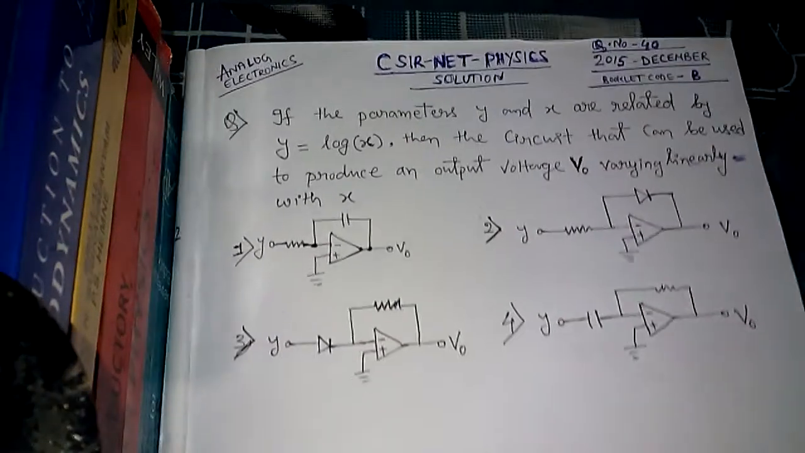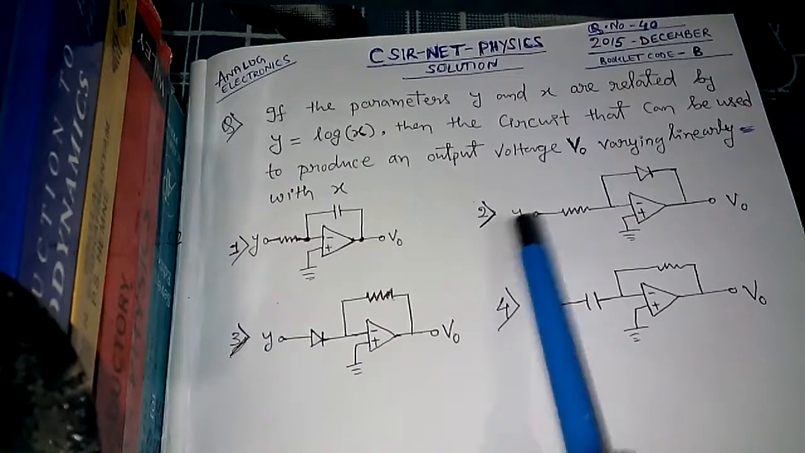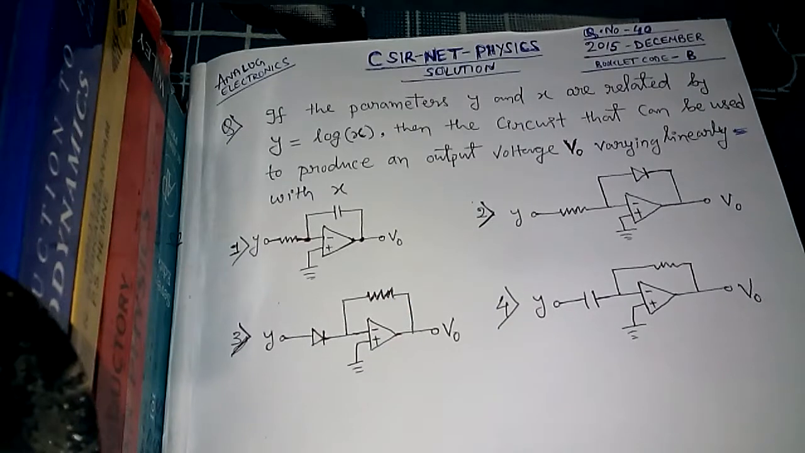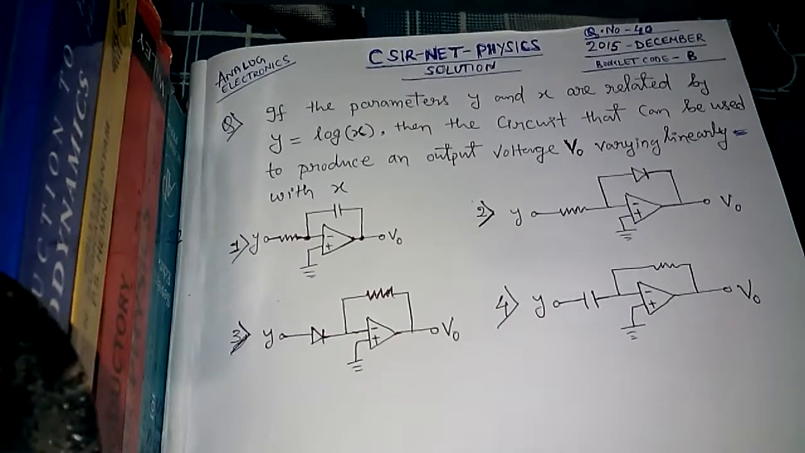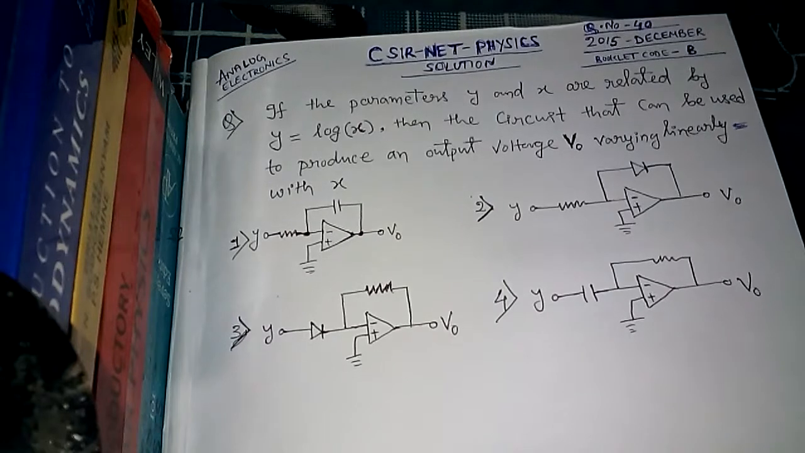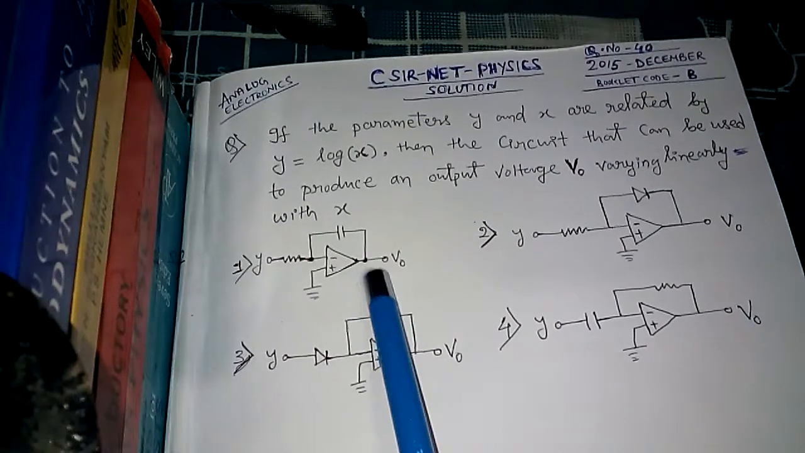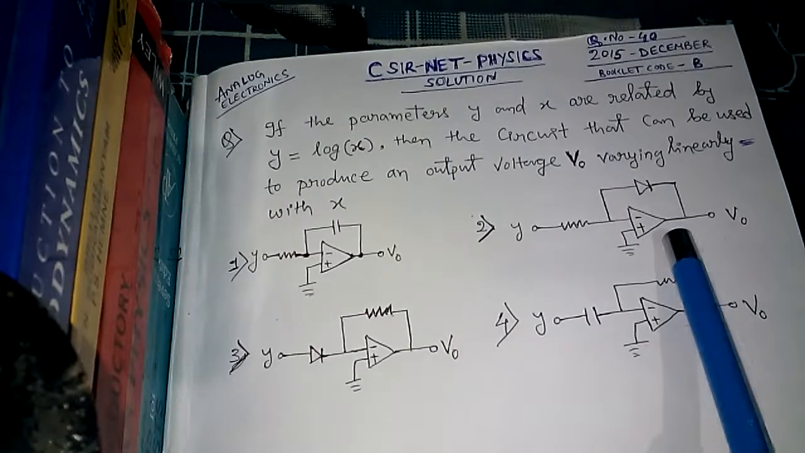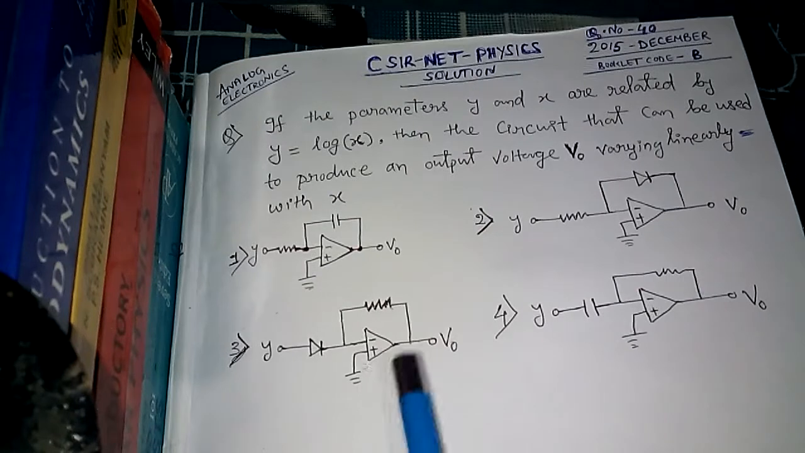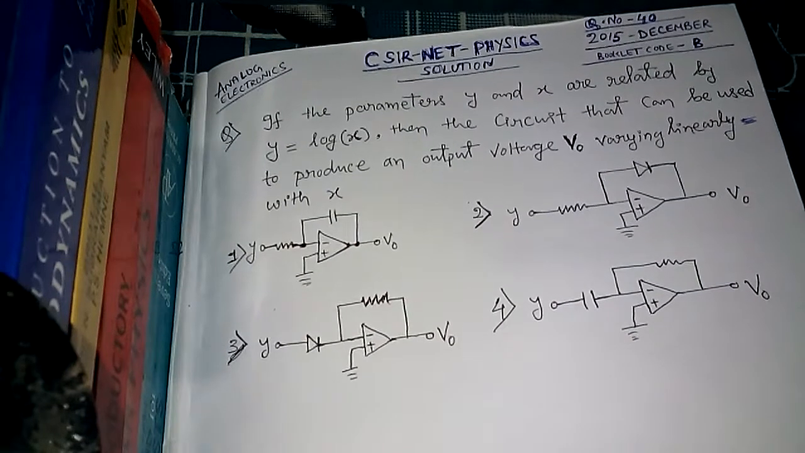This is the question. Even if these are the four options, you must remember that each option is a very important circuit. Each option is something that one must have knowledge about. So the first circuit is the standard integrator circuit. The second is the standard logarithmic amplifier circuit. The third is the anti-logarithmic amplifier circuit, and the fourth is the differentiator.